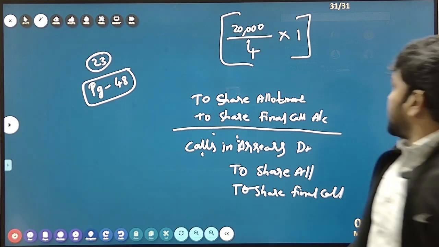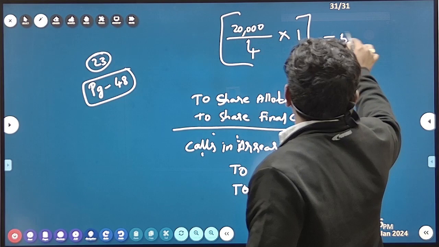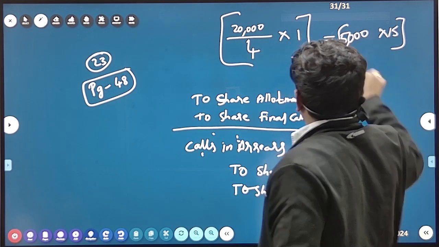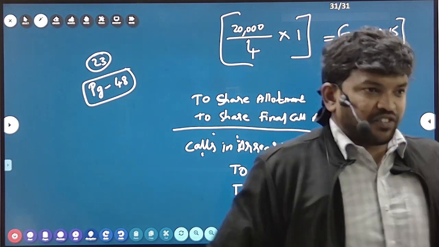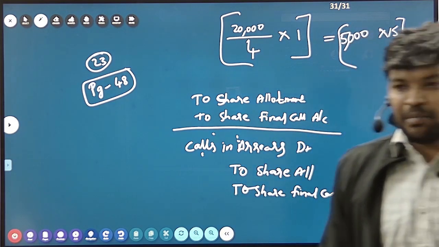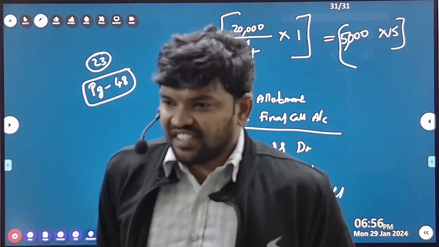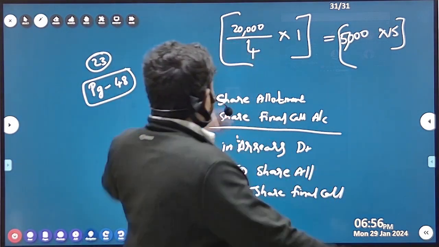Total shares, how much? 5,000, yes or no? 5,000 into 15 rupees. Tell me the amount. 75,000. Bank account debit to equity share application 75,000. Clear till now? Yes. Next entry, what is the next entry?